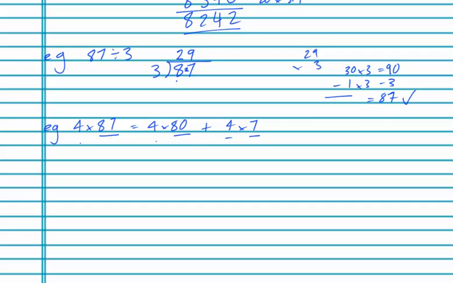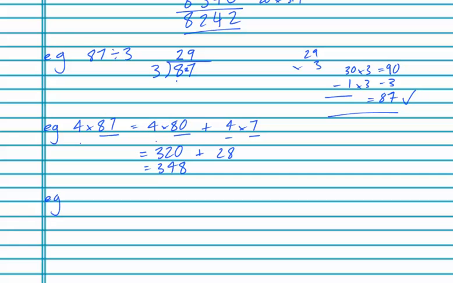And the reason we might split it up is to make it easier. 4 times 8 is 32, so 4 times 80 is 320. 4 times 7 is 28. I've got 348, and I haven't had to do quite as much working. We can, as I did up here, subtract it instead.